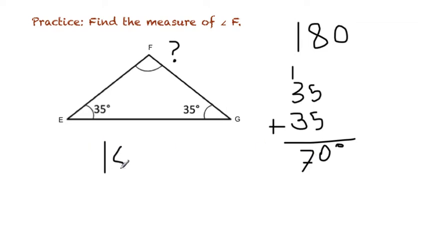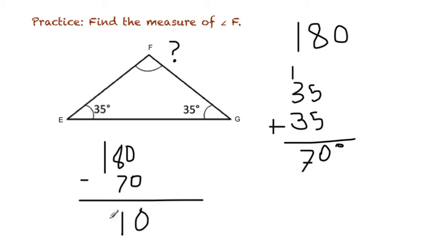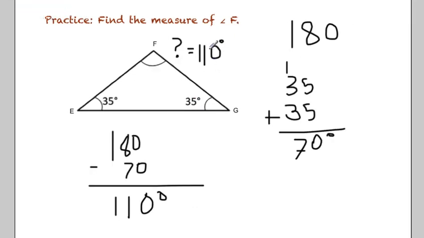So we do 180 minus 70. So 180 minus 70 is just going to give us 110 degrees. So now the angle measure of angle F equals 110 degrees, and I can check my work because all of these again should add up to 180. So 35 plus 35 plus 110 gives me 180 degrees.